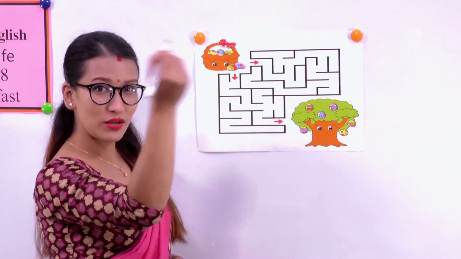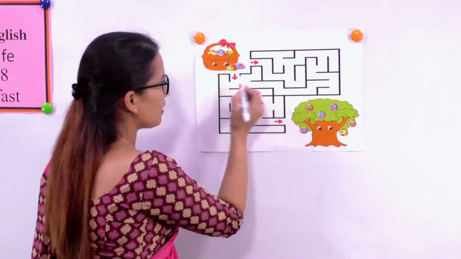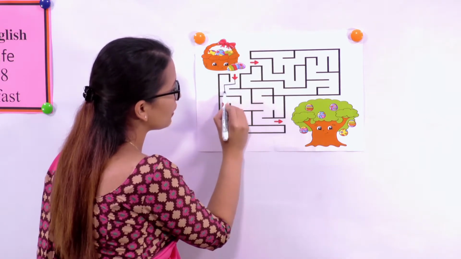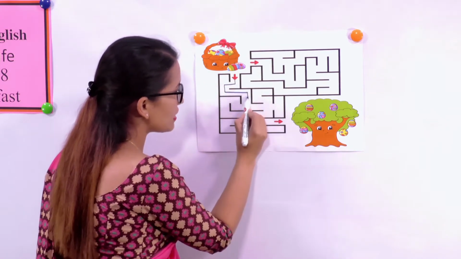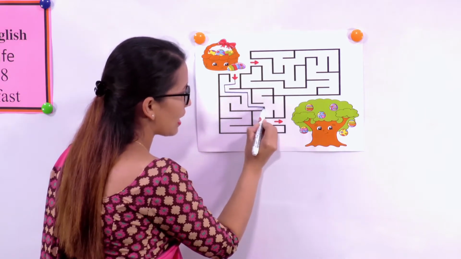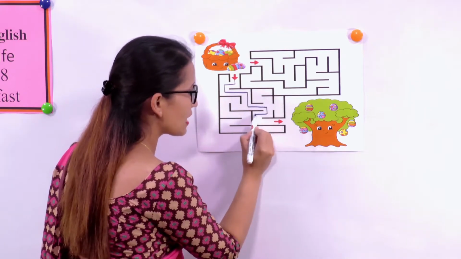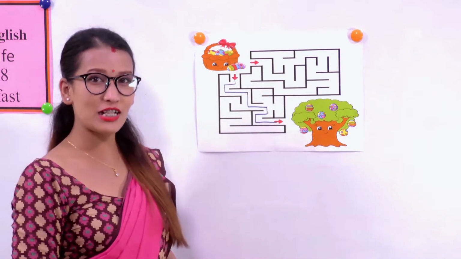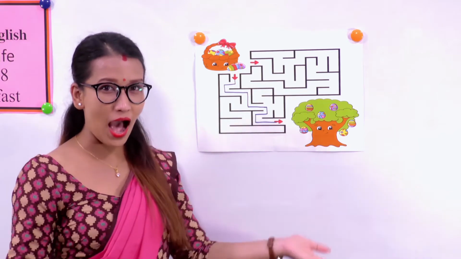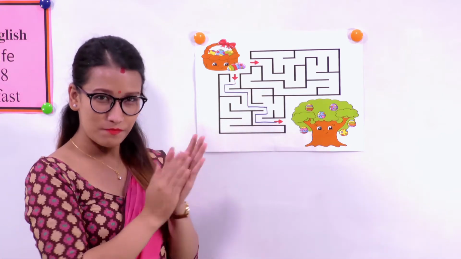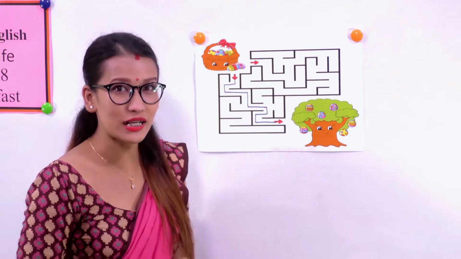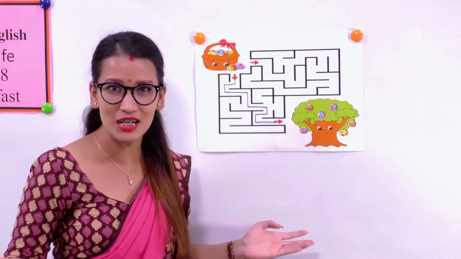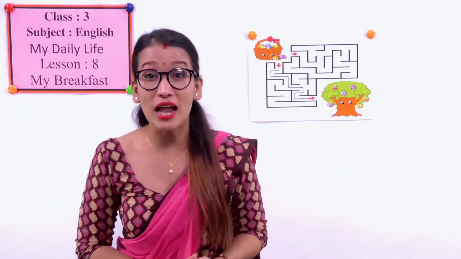So let me do it with a marker, okay? Tell me, is it correct or not? Here we go, here we go, here we go. And down and sideways. Down, sideways, down to the arrow. Did we reach the tree? Wow, yes! Those who answered correct, very good. This was so much fun, yes or no? Okay, I hope you liked the activity.